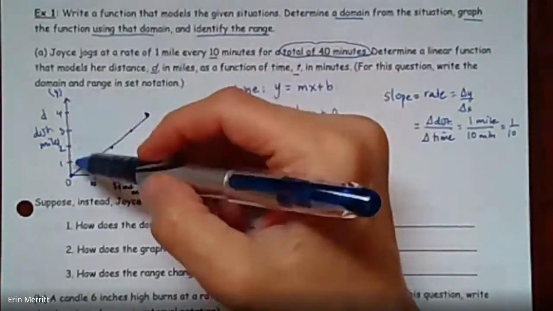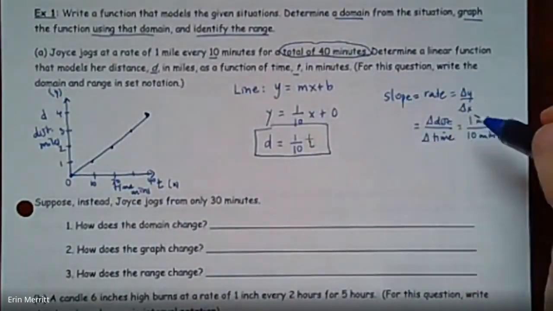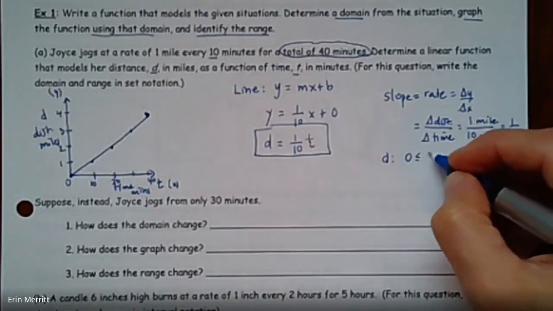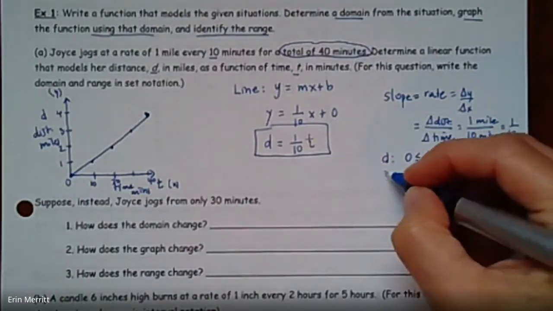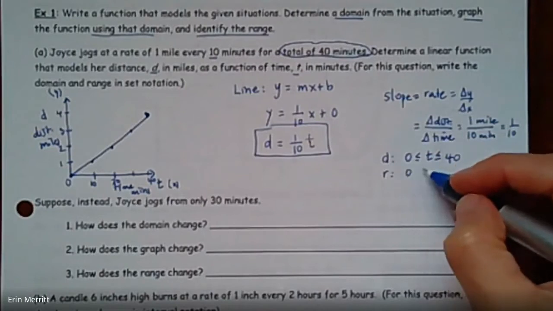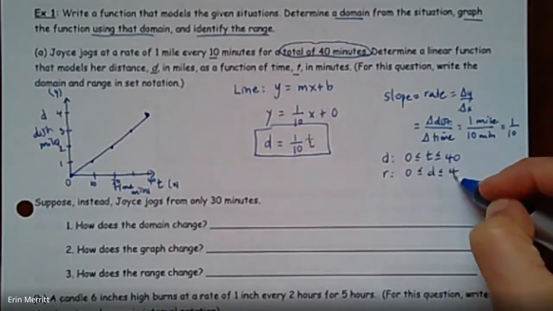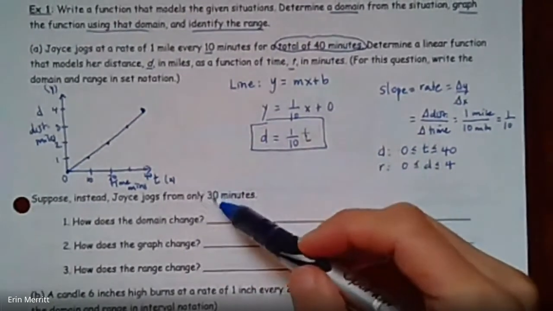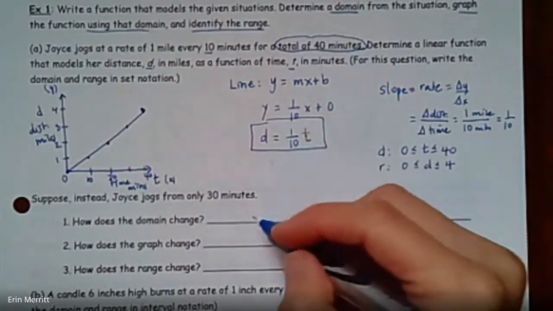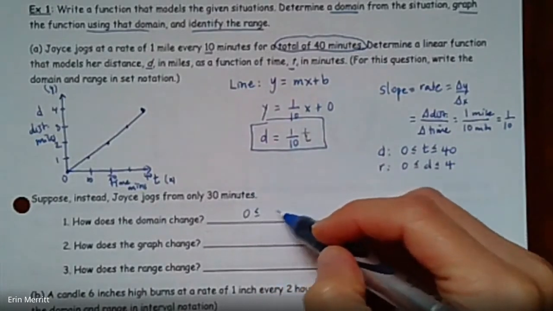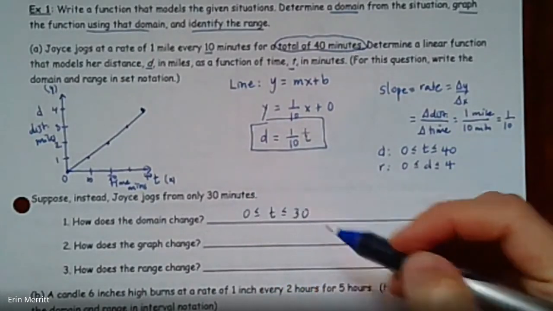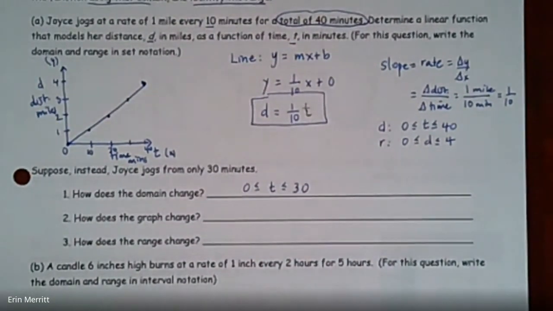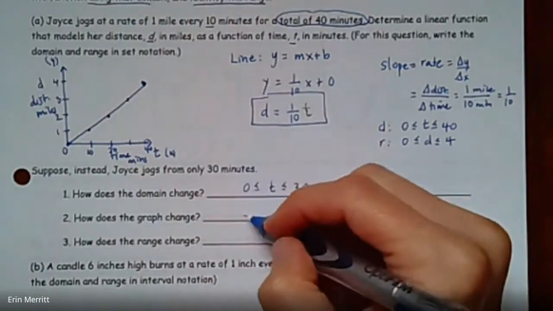So here, before we go into changing anything, for that given domain, so the domain was from t going from 0 to 40, the range then went from 0 up to 4. So if she's got 40 minutes, she's got 4 miles that she can cover, all right? So if she only has 30 minutes, then the domain in this case would go from 0 to 30. All that's going to happen to the graph, it's still going to have the same slope. It's just going to be a smaller segment.